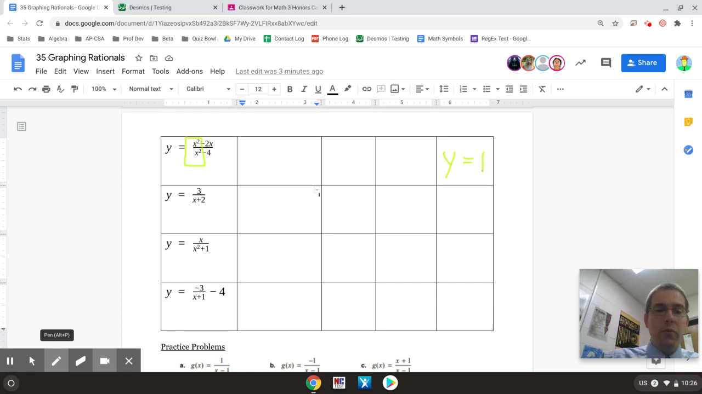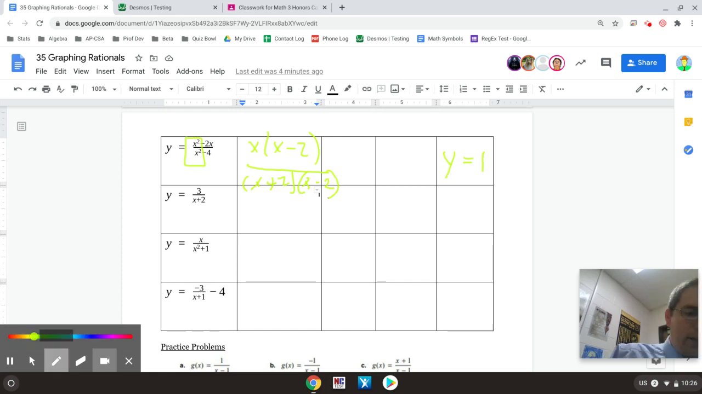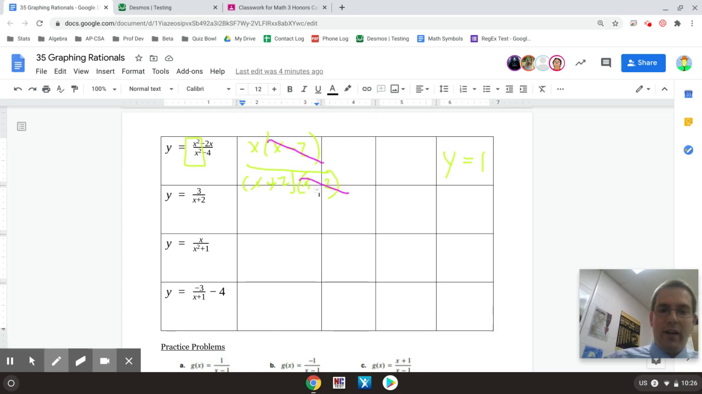For vertical asymptotes or holes, it needs to be in factored form. I can factor a GCF of x out of the top, so x minus 2. The bottom will factor as x plus 2, x minus 2. Then the factor that cancels out is the x minus 2. The factor that does not cancel out is the x plus 2. So the x plus 2 gives me a vertical asymptote of x equals negative 2. The factor that does cancel out gives me a hole at x equals positive 2.